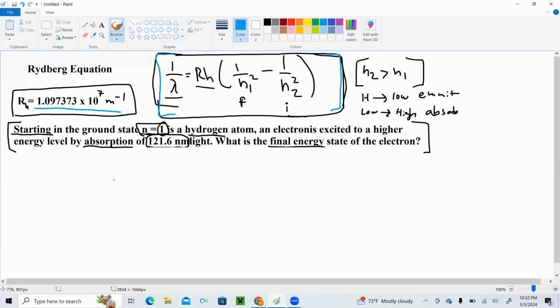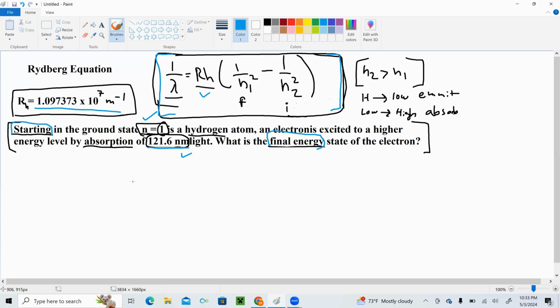Okay, so the first thing we're going to do is identify that we have everything. We have the wavelength, correct. We have the starting n1, correct. And we have the constant. Check. It says, what is the final energy? So we need to find where this is going to end.